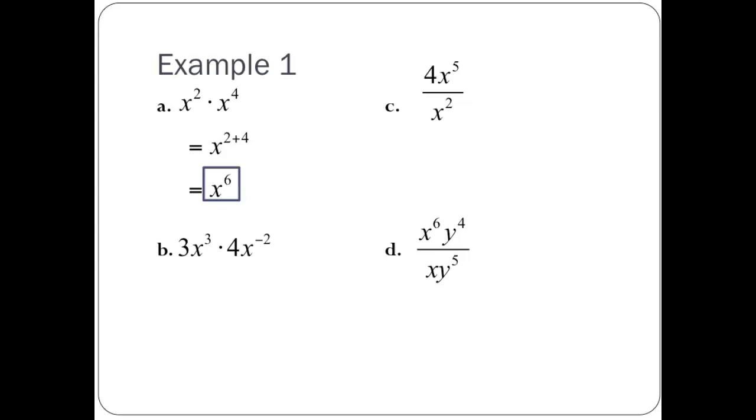So x to the 3 plus negative 2. Now 3 plus negative 2 is the same as 3 minus 2, so this is going to be x to the first, or just x. So this is going to be 12x.